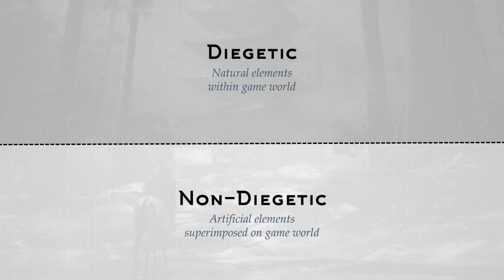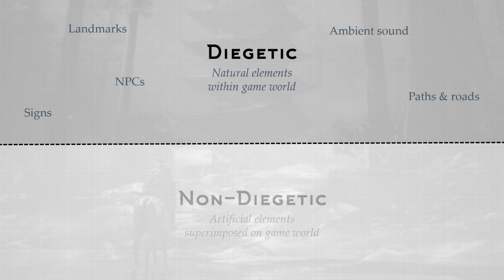And on the other hand, non-diegetic are all those artificial elements that you superimpose on the game world. For example, a minimap is an artificial element because it's a system that just makes sense in a game, but not in the actual world that you're traversing. On the diegetic side, there's a lot of what we already talked about.